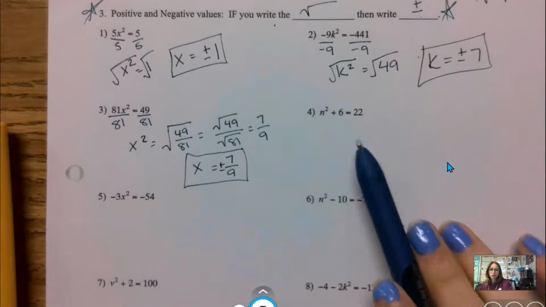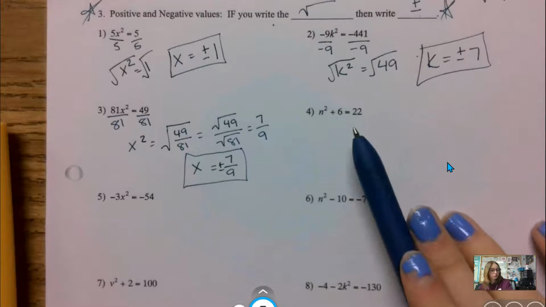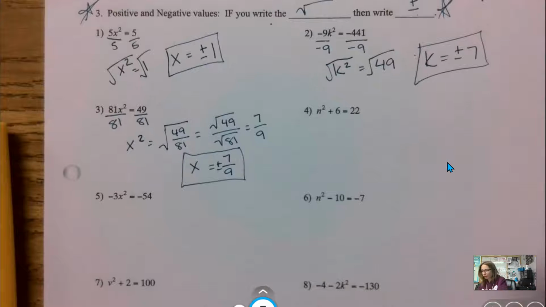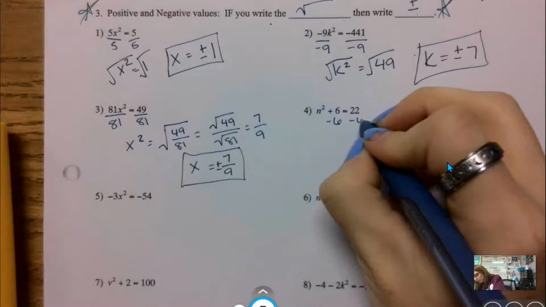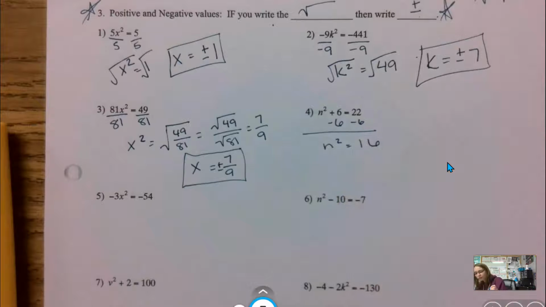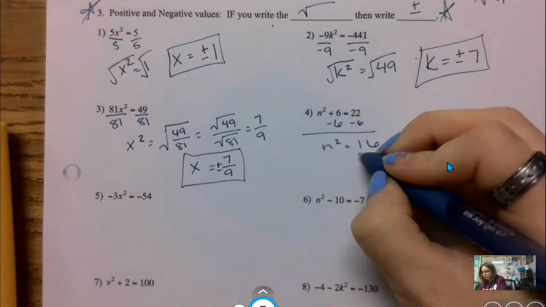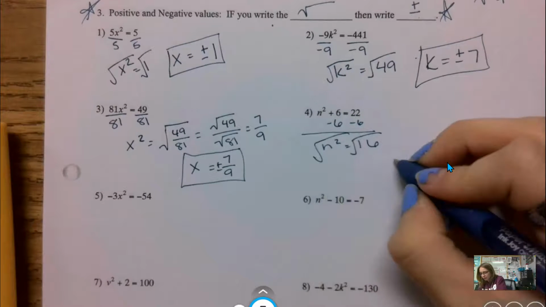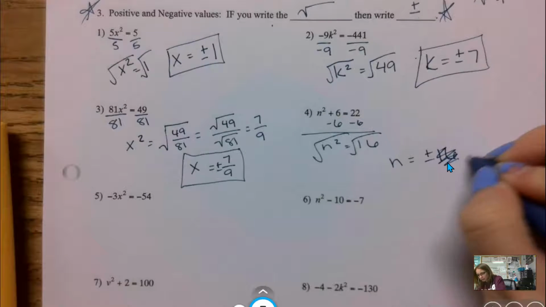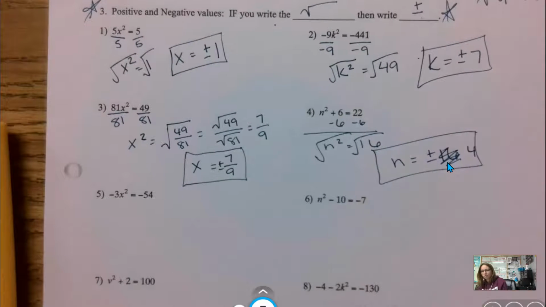Alright, now I want you to try this next one on your own, so go ahead and do that. Okay, now I'm going to subtract 6 from both sides, and we get n squared equals 16. Well, it's a perfect square, so now we take the square root, and n equals positive or negative 4. The square root of 16 is 4.